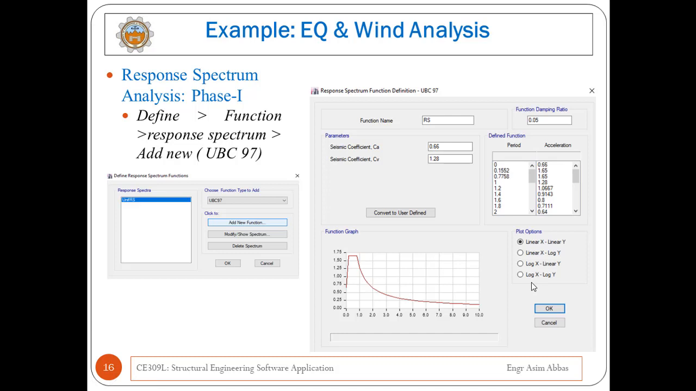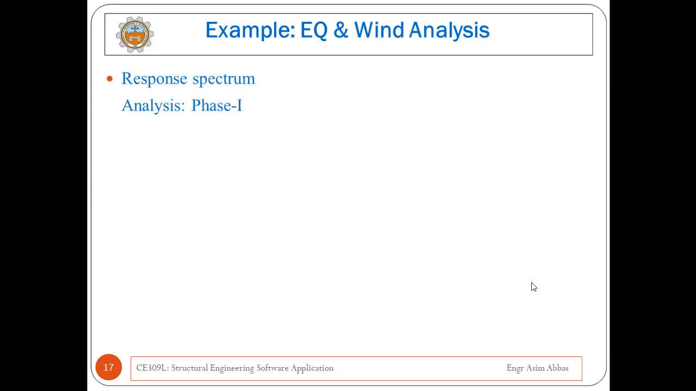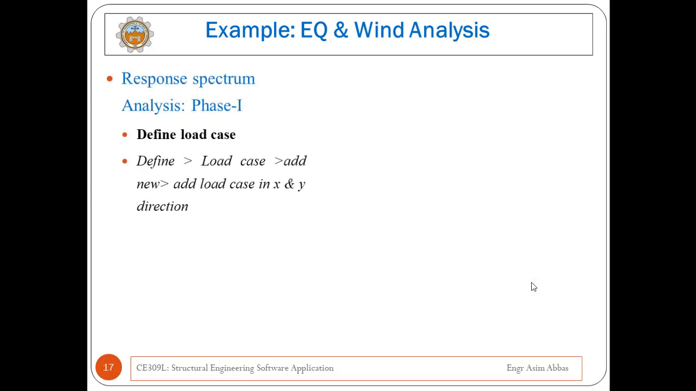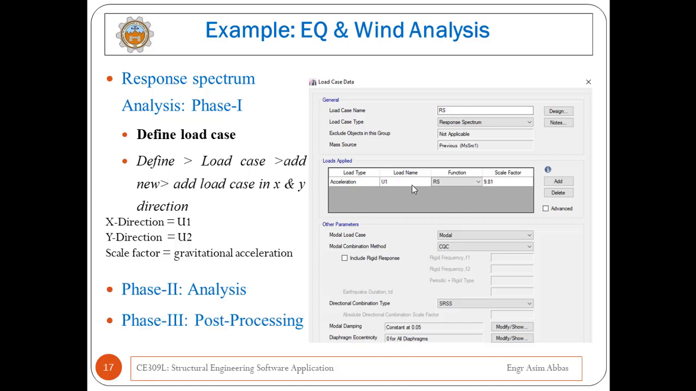Once the function for the response spectrum is completed, then we can define the load cases for response spectrum along x and y direction. For that, go to define, load cases, then add a new load case along x and y direction. In load case type, choose response spectrum and then enter u1 for x direction and then u2 for y direction. Once all the steps are completed, then we can analyze the given structure or display different results.